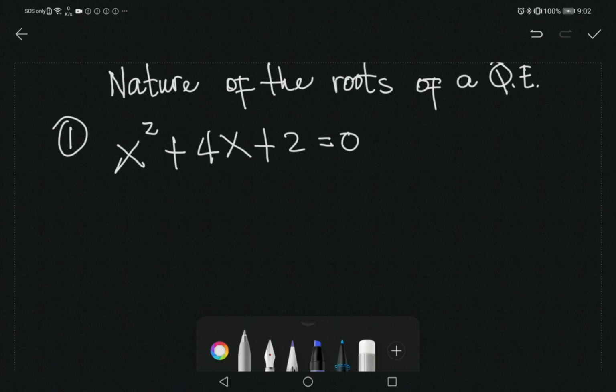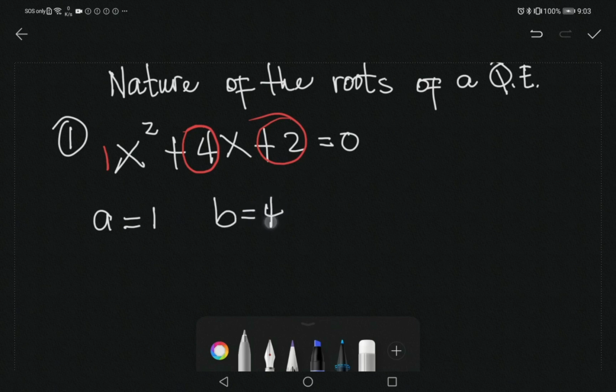We have example number 1, x squared plus 4x plus 2 equals 0. So first, we will identify the values for a, b, and c. So mao ni siya ang value sa a, and this one is the value for b, and this one is the value for c. So a equals 1 and b equals 4 and c equals 2.